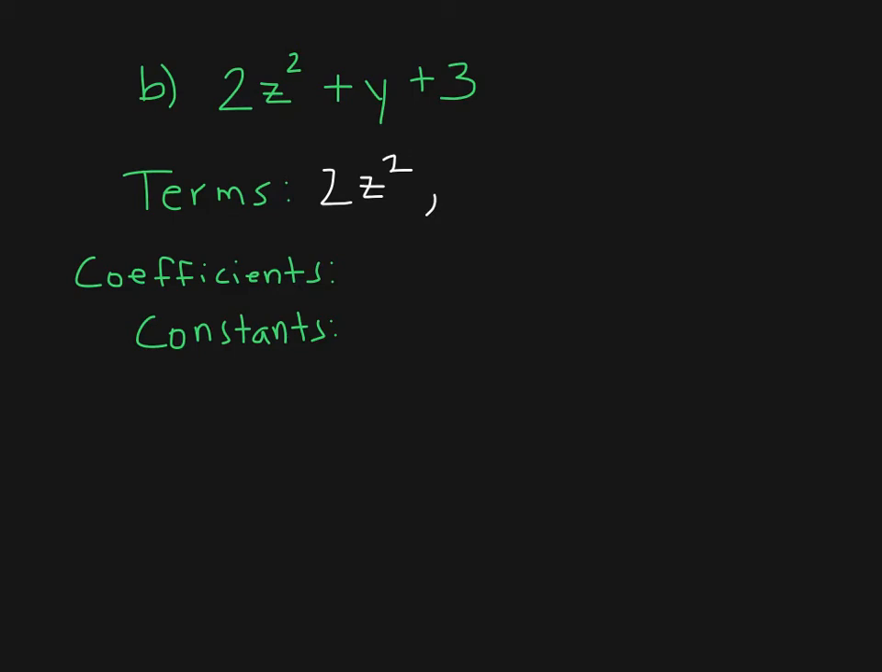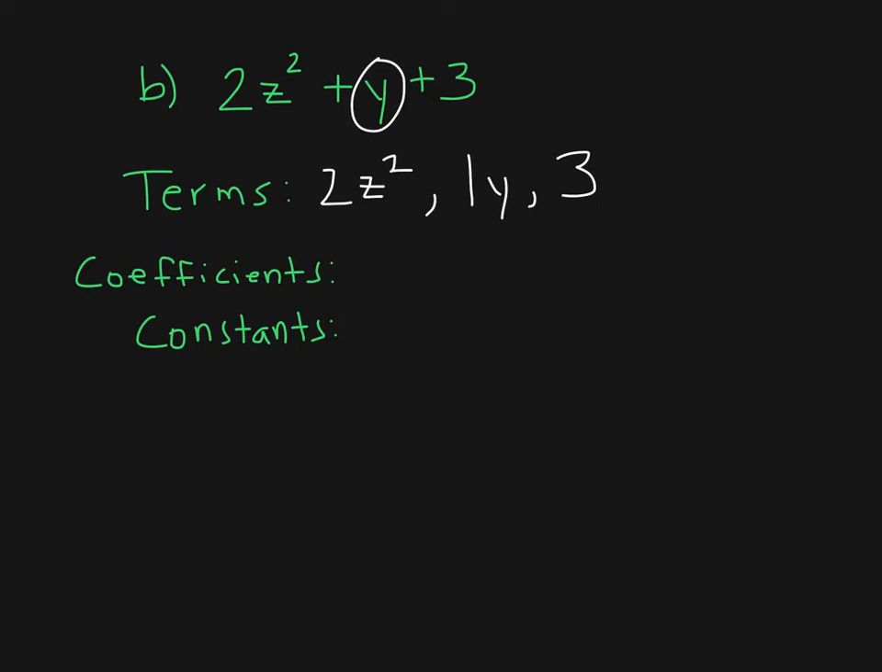My second term, now this one gets a little confusing. I've got a y here. This y, how many y's are there? Well, it's indicating that there's only one. So because there's one, you put 1y. And then I also have 3. Now this is why you write out your terms every time.